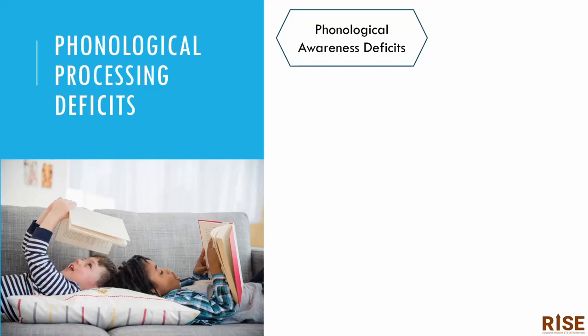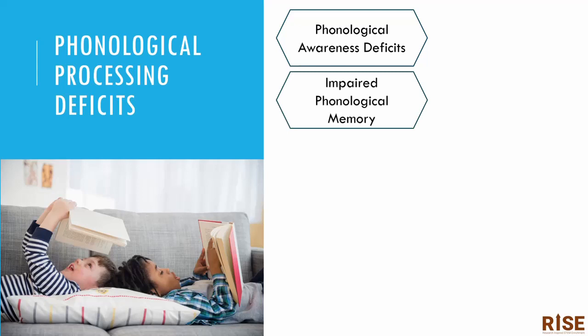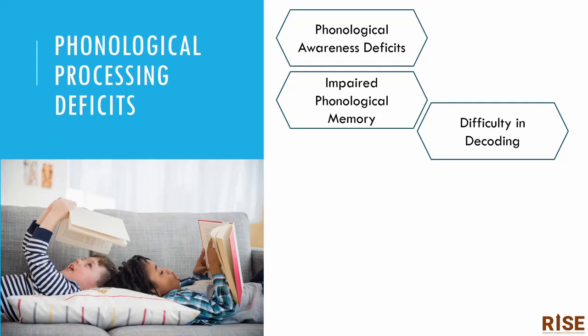Impaired phonological memory. Phonological memory refers to the ability to temporarily store and manipulate phonological information. Individuals with dyslexia may exhibit deficits in phonological memory, which can affect their ability to remember and manipulate speech sounds, making it challenging to learn new words and spell them correctly. Difficulty in decoding. Dyslexia is characterized by difficulties in decoding words, which involves applying phonological knowledge to recognize and pronounce written words. The phonological processing deficits in dyslexia can impede the development of this critical reading skill.